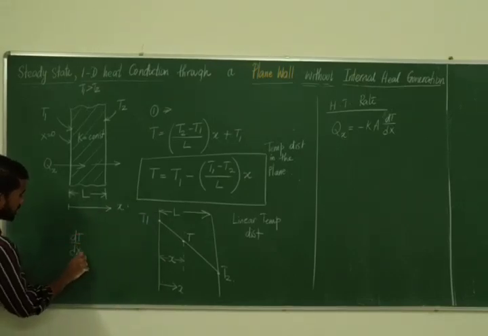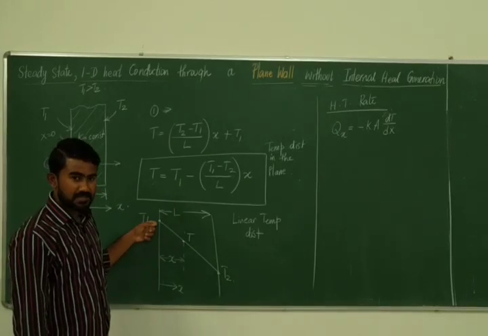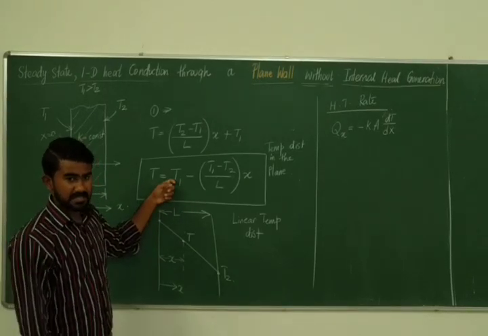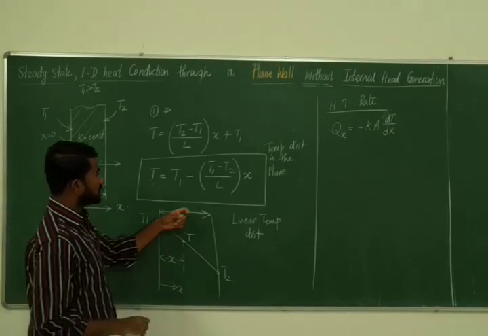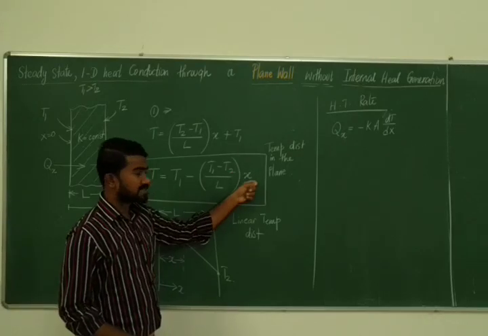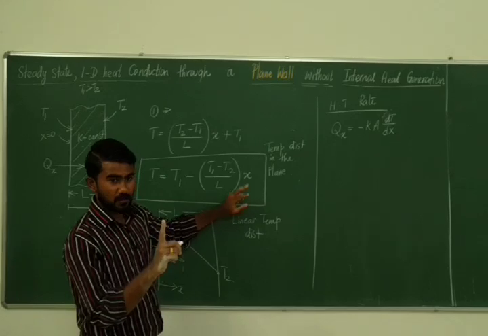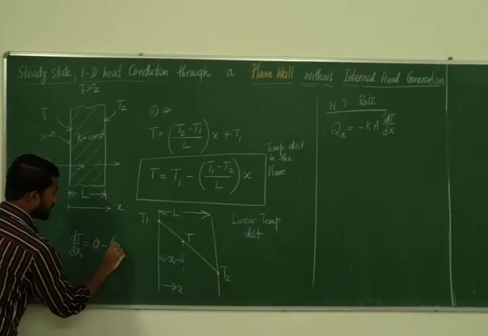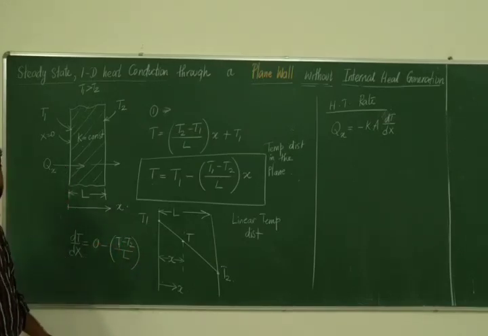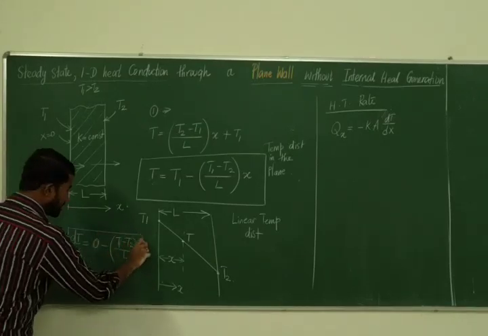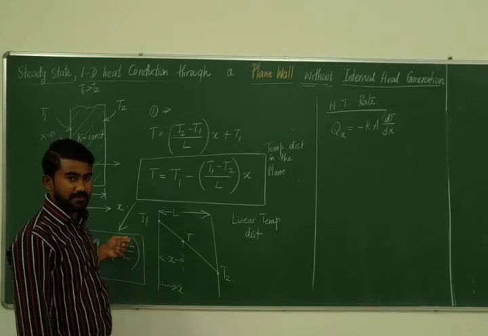dT by dx is equal to, T1 is a constant. It's the left temperature. Derivative of a constant is 0. Minus 0 minus, that's a constant, constant into x. Keep the constant out of differentiation. Derivative of x is 1. So that constant you will directly get, T1 minus T2. Is that clear? So this will be dT by dx. I repeat, if you differentiate this equation, you will get dT by dx.